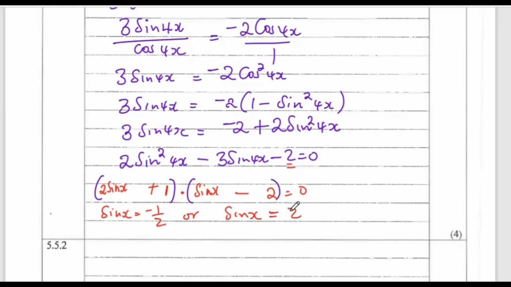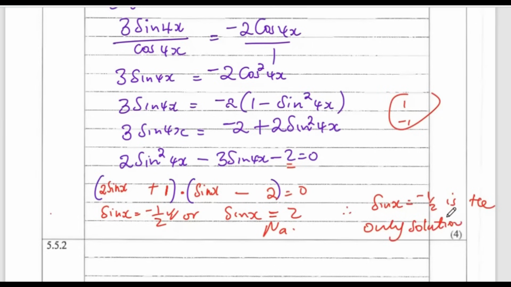But when you're finding solutions, remember the result of sine must always be between 1 and -1. It cannot exceed that. So since this is exceeding, we don't have anything like sine x is equal to 2. So this is not applicable, but this will give us the solution. When you draw your conclusion, therefore sine x is equal to -1/2 is the only solution. Remember, -1/2 is the same as -0.5.